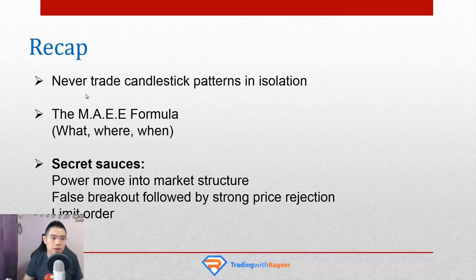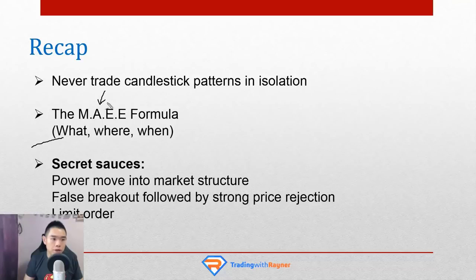Number one, never trade candlestick patterns in isolation. You have seen why. If you do it, you find that you lose pretty often. Number two, the meat of today's video is simply the MAE formula. The MAE formula is simply answering this question: what should you do? Market structure tells you what you should do, whether the market is in an uptrend or downtrend. If the market is in an uptrend, you want to buy. If the market is in a downtrend, you want to sell. So the M of the MAE formula tells you what you should do.